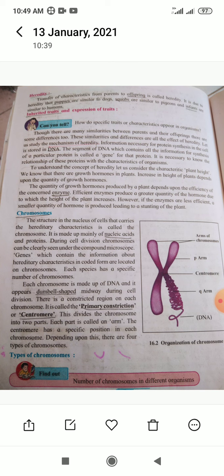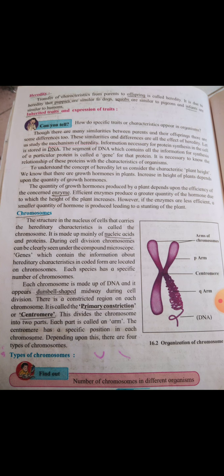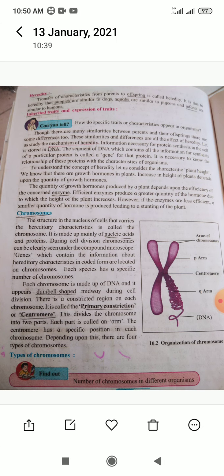The centromere divides the chromosome into two parts, and each part is called an arm. And depending upon the position of the centromere, there are four types of chromosomes.